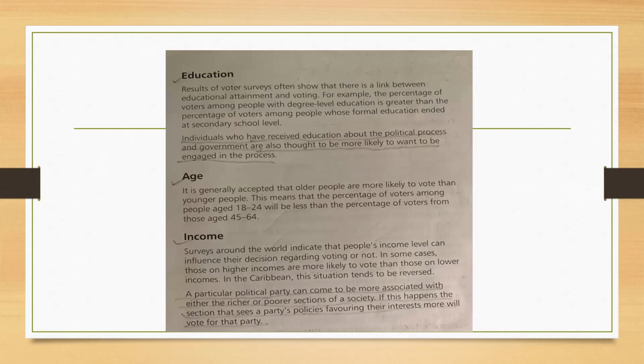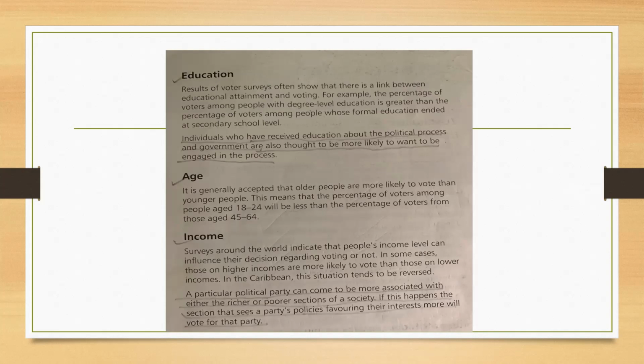Age is also an important factor. It is generally accepted that older people are more likely to vote than younger people. This means that the percentage of voters among people aged 18 to 24 will be less than the percentage of voters from ages 45 to 64, right? A lot of older people are more inclined to vote because a lot of them have political loyalty, so they will vote anyway. The younger people, as I said earlier, have a lot of voter apathy, so they are turned off from the political process, so they are not likely to vote.